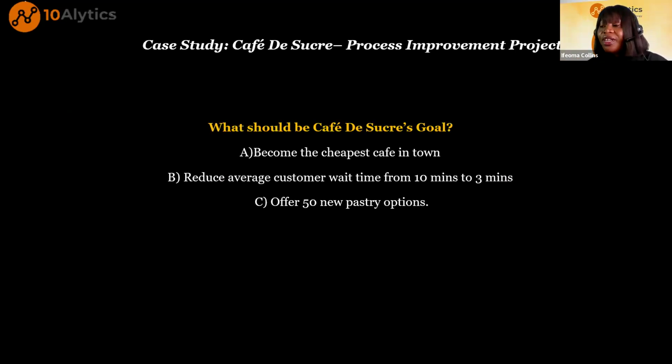If you become the cheapest coffee in town and your long wait time is not favorable, customers will still leave. If you offer 50 pastries, the annoying part is that you will not even get customers to come and collect the pastries. So B is the right option.